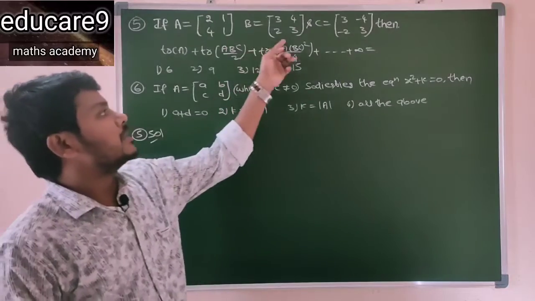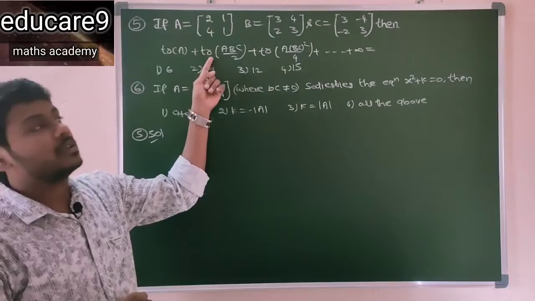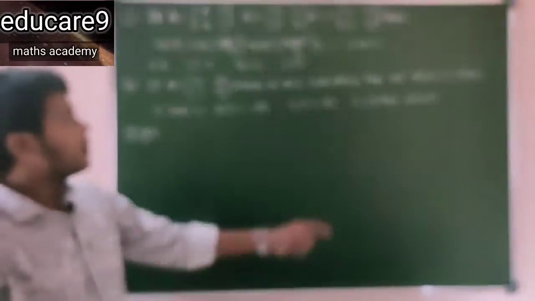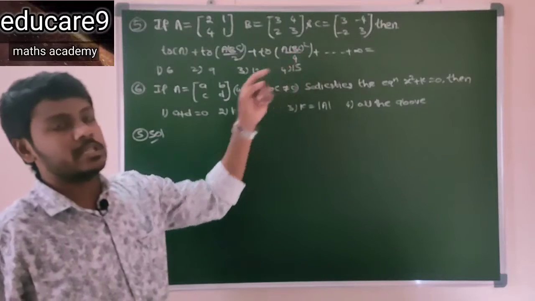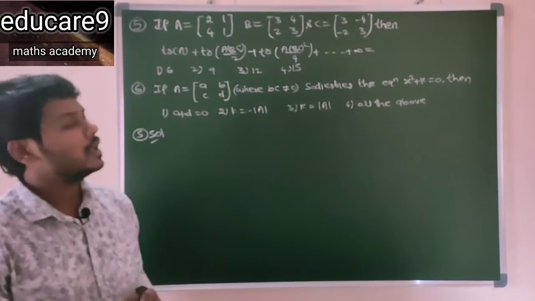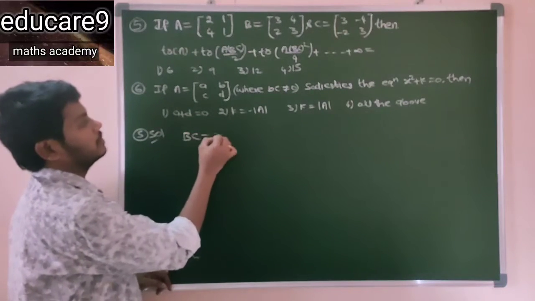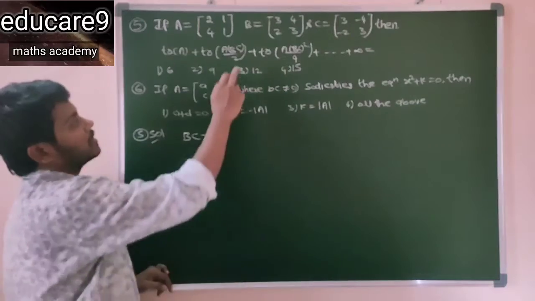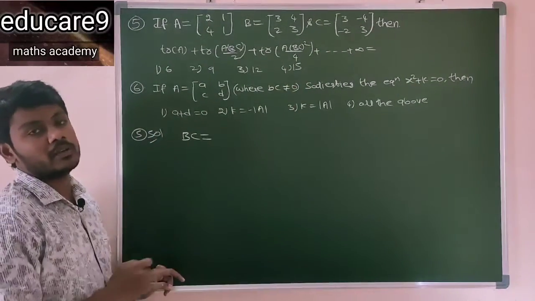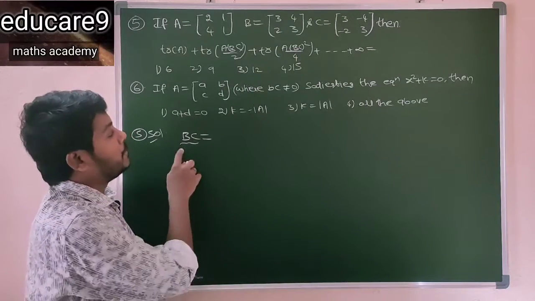Here A, B, C, 3 matrices are given. Then find trace of A plus trace of A into BC by 2 plus trace of A into BC square by 4 and so on to infinity. So first find BC here. Because here there is BC square, next one BC cube and so on. So that's why consider BC.